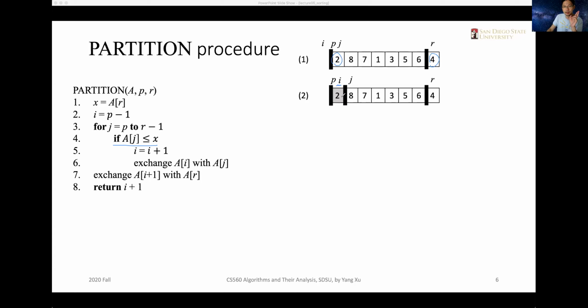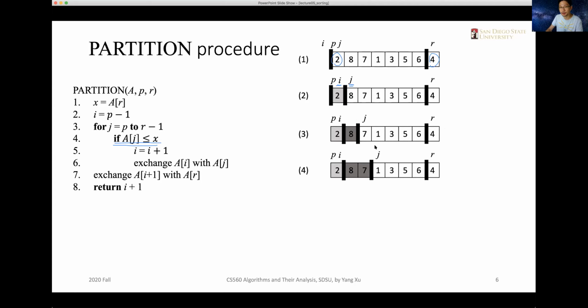And then in the second iteration of the for loop, J is incremented to 2, okay? So this time, A[J] will be compared with the pivot, but we find that the if condition is not satisfied because 8 is larger than 4. So we will do nothing. I will not be incremented, and there will be no switch happening here, okay? So we will increase J by 1 more step to the right. Now, in the third iteration, A[J] is 7, which is still greater than 4, so we'll do nothing. And then we keep incrementing J into the next iteration.